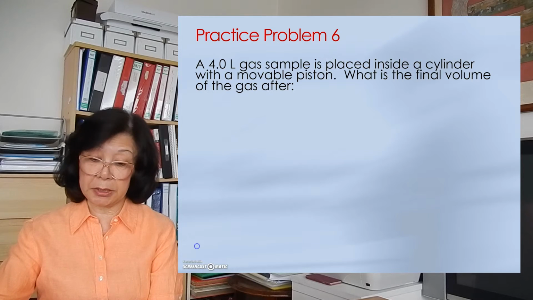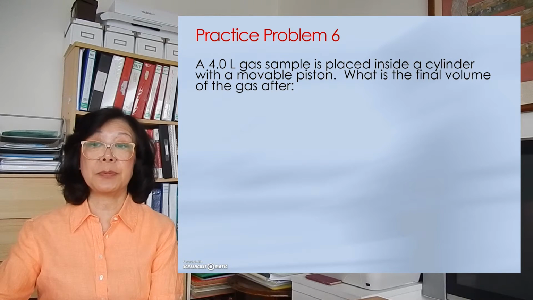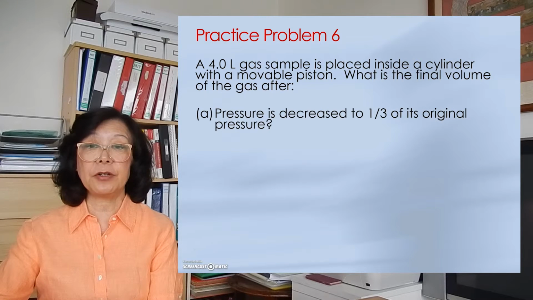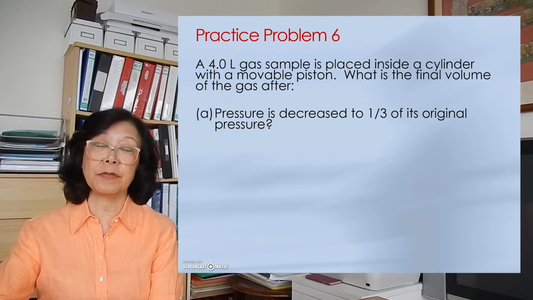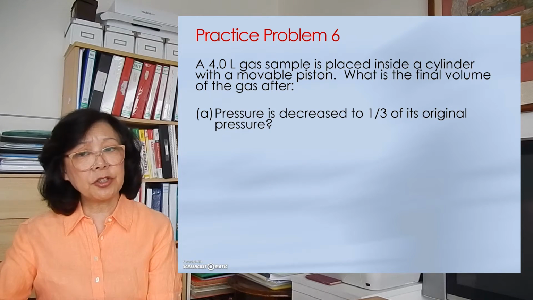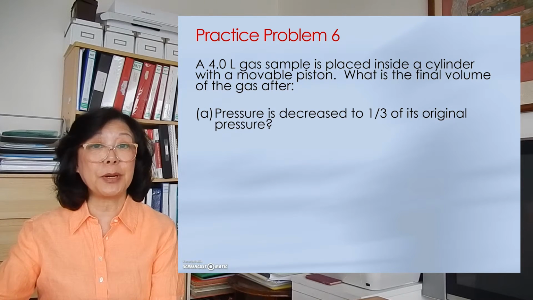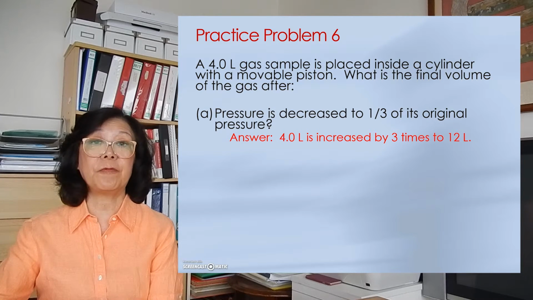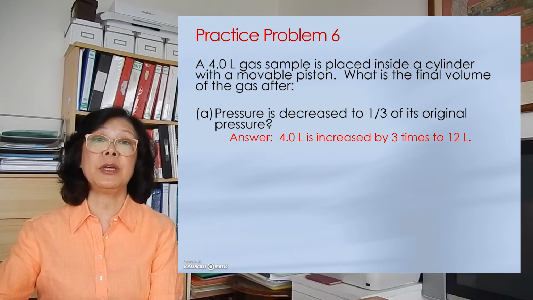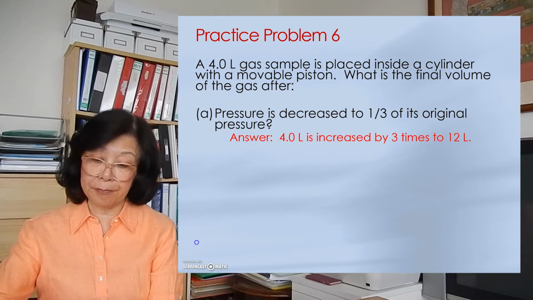Practice problem number 6. I have 4 liters of gas placed into a cylinder with a movable piston. What is the final volume of the gas if I decrease the pressure to 1/3 of the original pressure? Well, as pressure is decreased, volume will be increased by 3 times. So the volume of 4 liters multiplied by 3 will give me 12 liters of new volume.